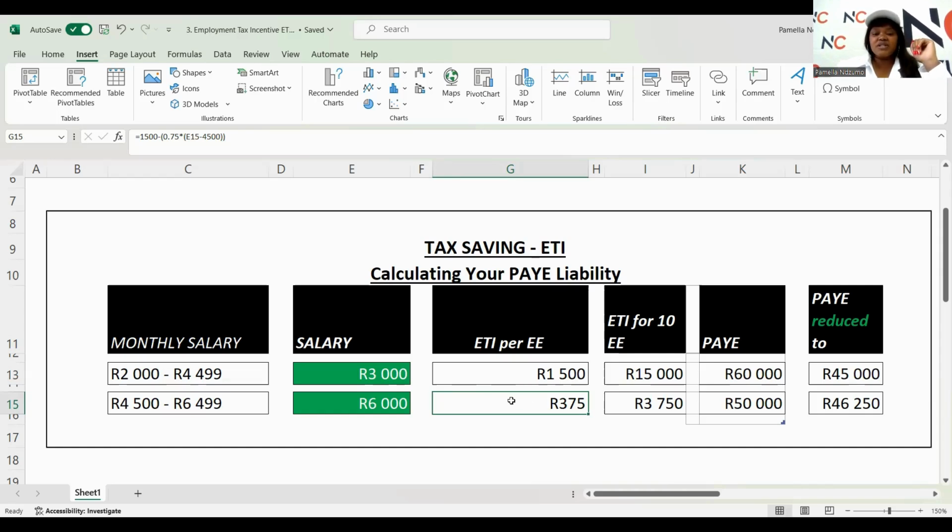So let's say you've got 10 of these employees. So for the 10 employees, you get a tax deduction of 3,750. If your pay as you earn for the month amounted to 50,000, your pay as you earn will be reduced by this 3,750. So you only have to pay 46,250. So that's how you can reduce your pay as you earn. If you hire employees that meet those criteria, they are young South Africans, earning less than 6,500 Rand, then you could qualify for this employment tax incentive. Okay.